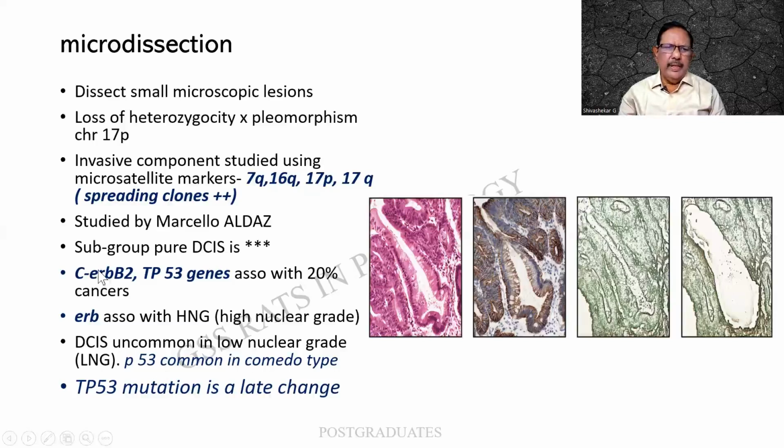There can be the CRB2, then TP53 genes, as well as the TP53 mutation, which can be seen. And also you find that there are certain chromosomes and units which are used for spreading, called the spreading clones. So this is a microdissection. Look at this one. This particular unit has been removed as such, and it is being studied. Almost like a needle biopsy.